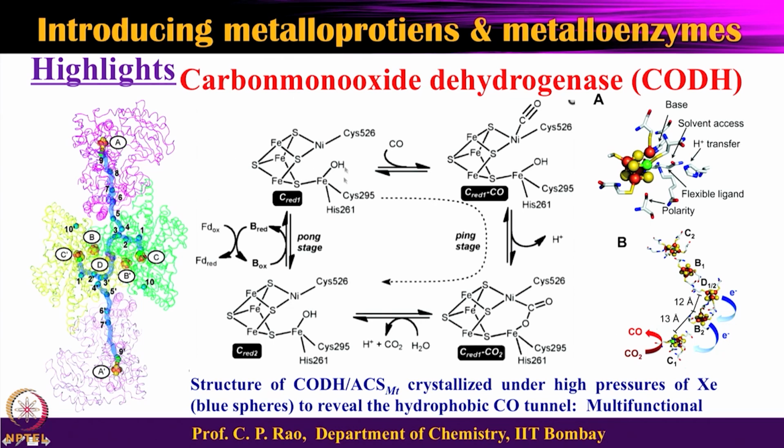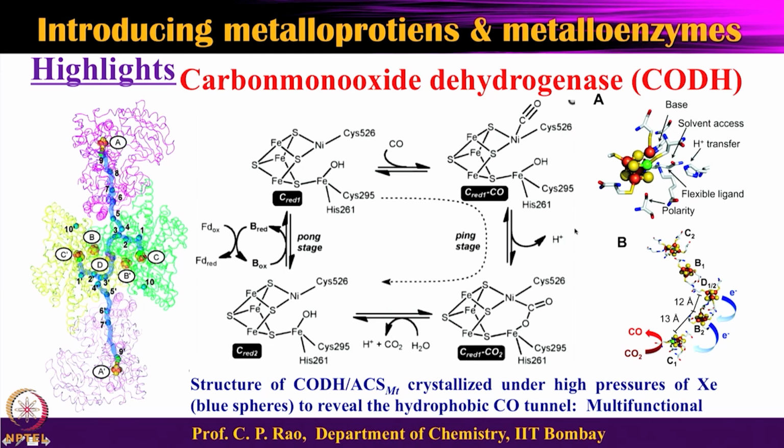As you can see over here, that is a cubane-like cluster, but it is not cubane because this particular part is broken. So, you have one nickel, and the other is iron. The nickel center is connected to the protein through the cysteine moiety, and the iron center is also connected through both cysteine and histidine moieties. In presence of CO, it binds at the nickel center.